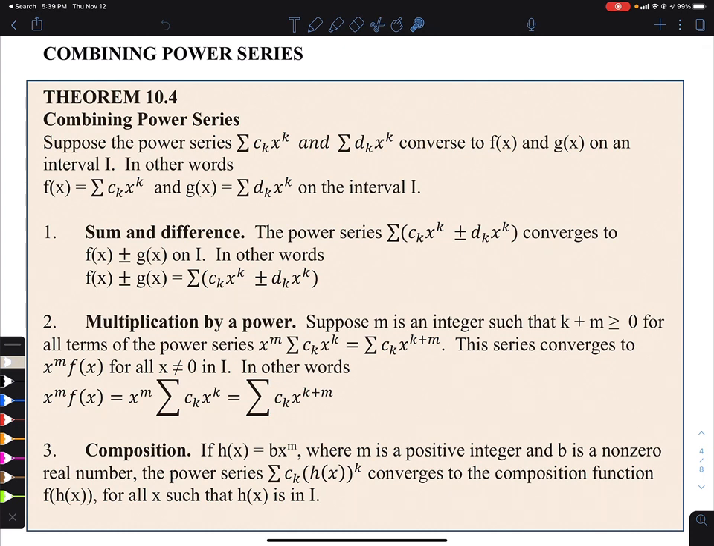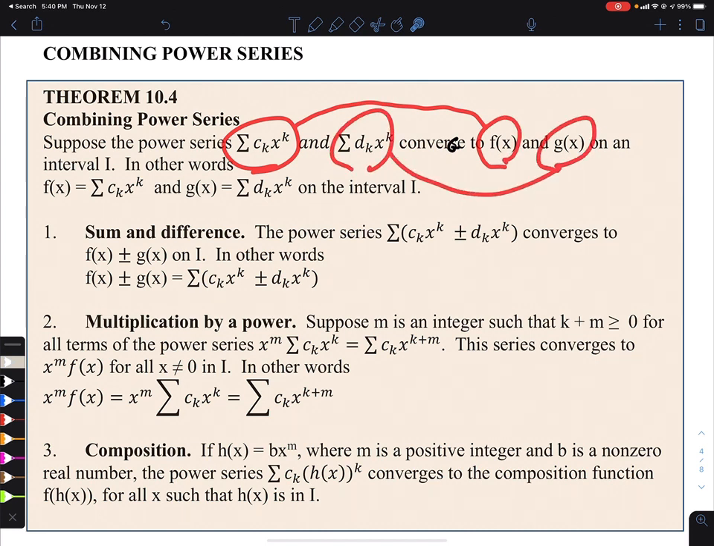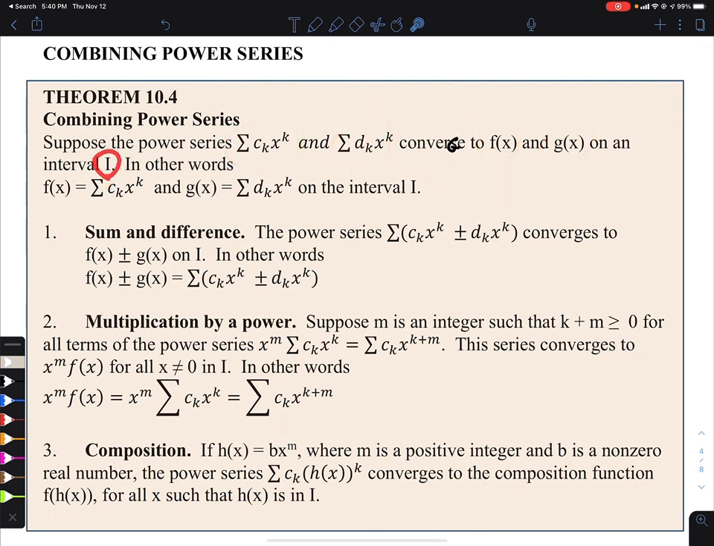They converge. Now I know what it's supposed to say. Converge, meaning this equals f of x, and this equals g of x on some interval I. Just like the geometric series converges when the absolute value of x is less than 1 that we looked at earlier, there is some interval where f of x is this infinite series and g of x is this infinite series. So I think this summarizes it.